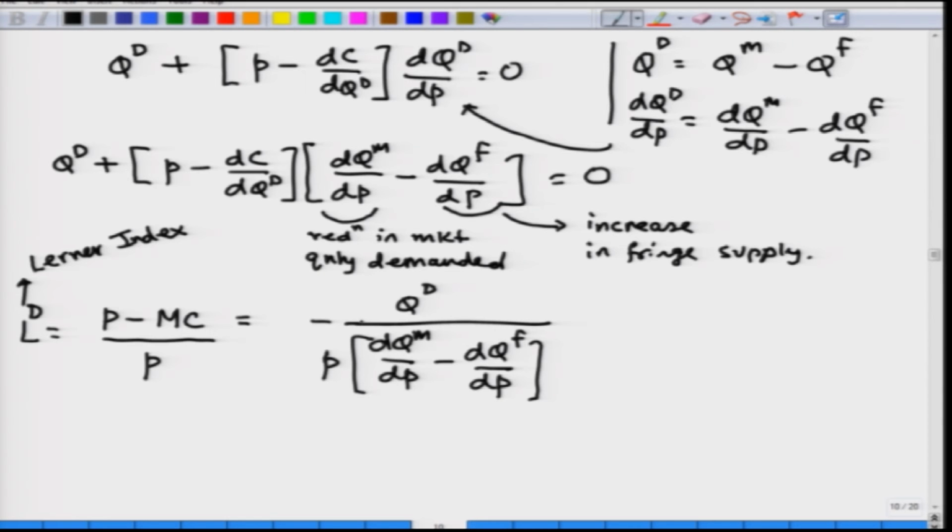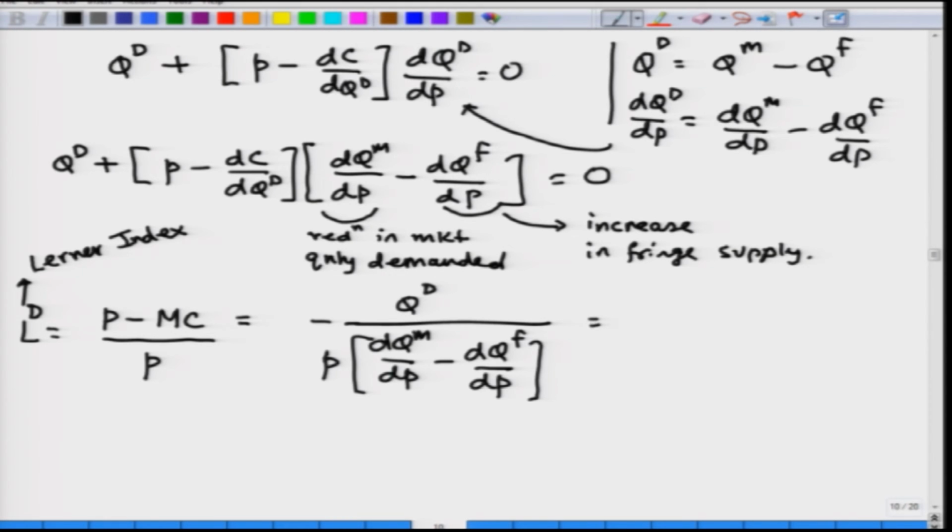So, the Lerner index would essentially be P minus MC by P. What we did was compute the price minus marginal cost as minus QD divided by the second bracketed term, and the Lerner index is essentially P minus MC divided by P. So, that turned out to be this particular expression. Now, let us simplify this a little bit.